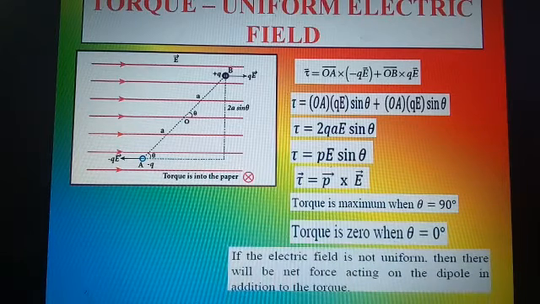So if the electric field is not uniform, then there will be a net force acting on the dipole in addition to the torque. And the next one is the microwave oven.